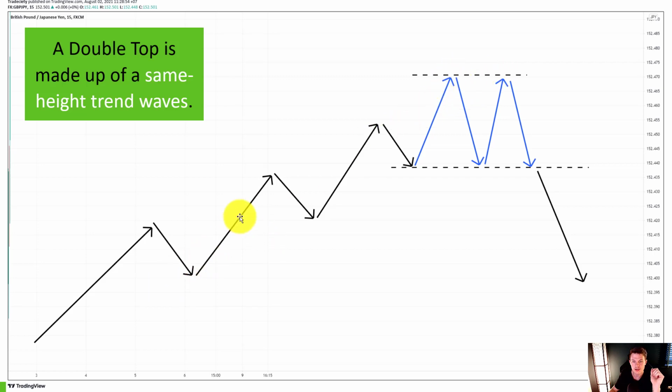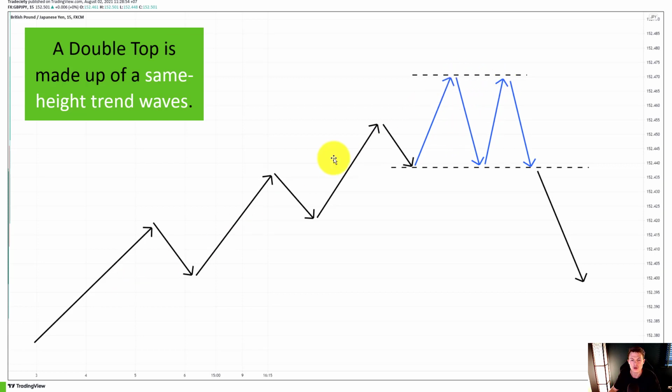Whereas previously all the impulsive waves were always able to break into new highs easily, now in a double top, this is where the price is struggling and the market is not able to push into a new high. So it's a very, very big heads up. The uptrend is not as strong. The buyers are not as strong anymore.